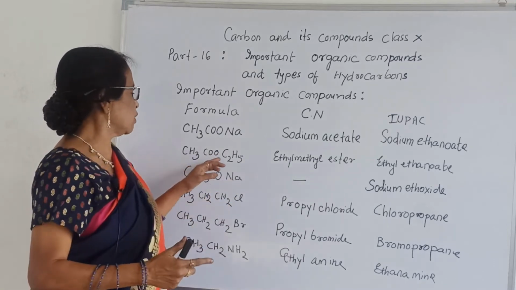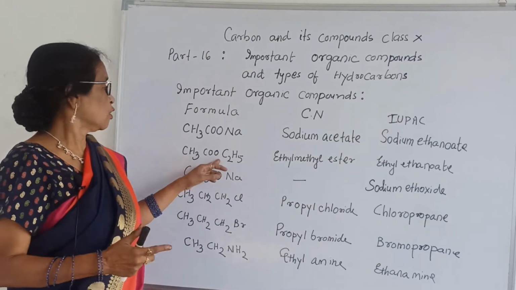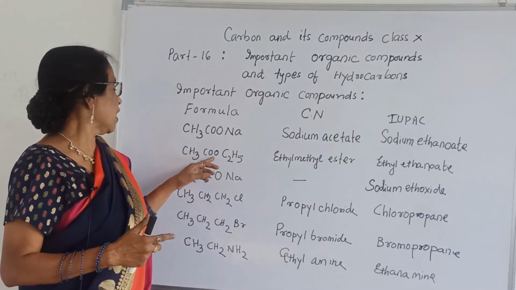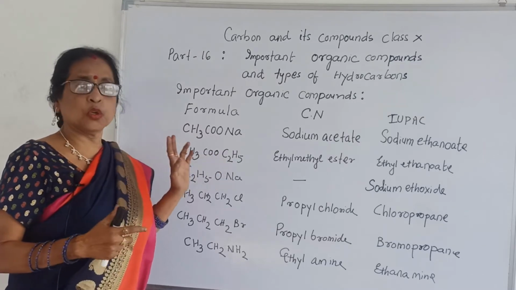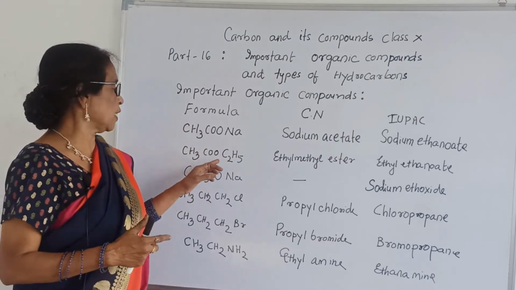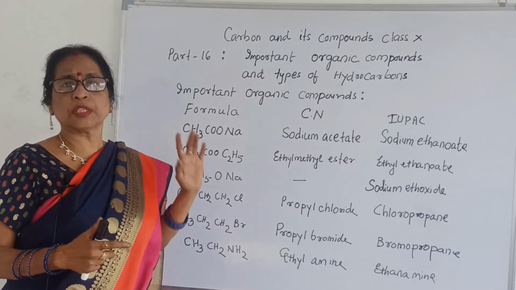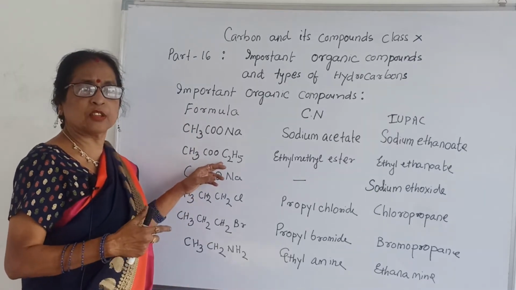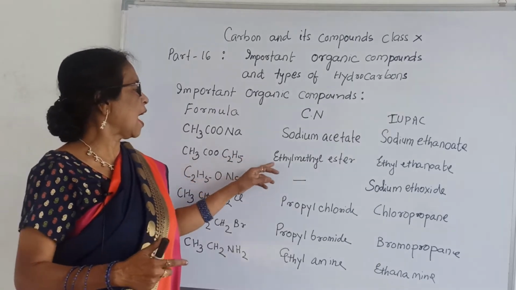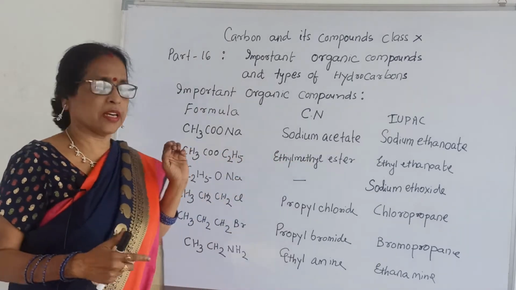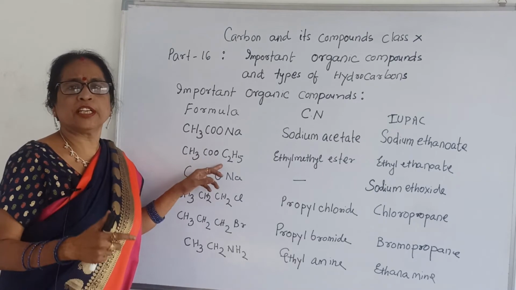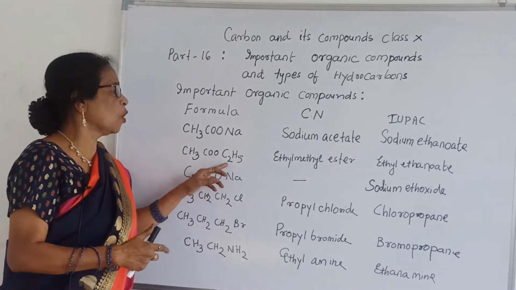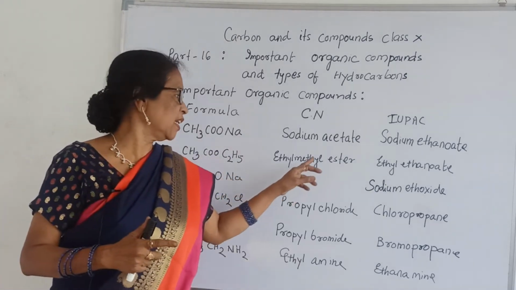CH3COOC2H5 is known as an ester. What is an ester? Later we will see. Now, two groups are there: the ethyl group and the methyl group. Which comes first alphabetically? Ethyl comes first. So remember, ethyl comes first according to alphabetical order. So it is ethyl methyl ester.